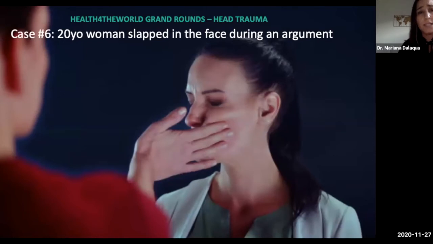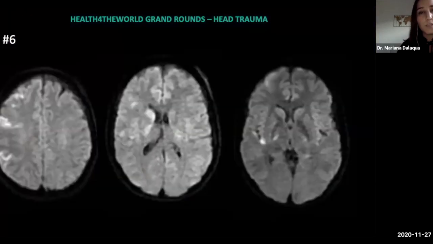Here's another case, case number 6, a 20-year-old woman that was slapped in the face during an argument. So this patient came with a paralysis and paresthesia on the left side, and then she did an MRI. Here are the diffusion weighted images. We see that she had a lot of areas of restricted diffusion here on the superficial territory of the middle cerebral artery, as well as in the deep territory.